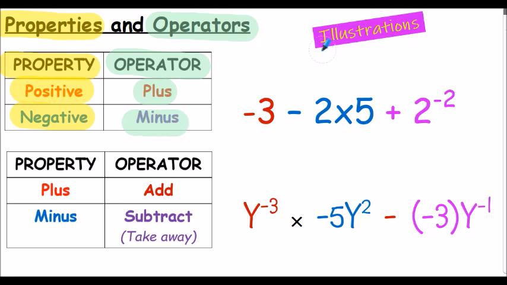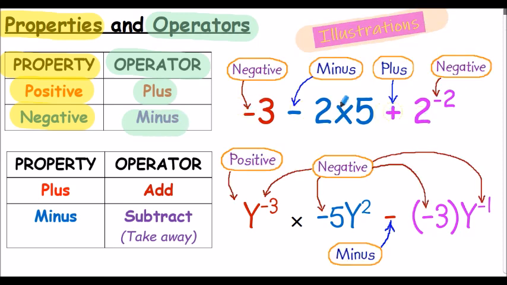So if we consider the illustration shown on the right-hand side here, within the upper calculation, this would be stated as negative 3 minus 2 multiplied by 5 plus 2 raised to the power of negative 2. With the lower calculation, we have a positive y raised to the power of negative 3. We're multiplying that by negative 5y squared minus negative 3 multiplied by y to the power of negative 1.